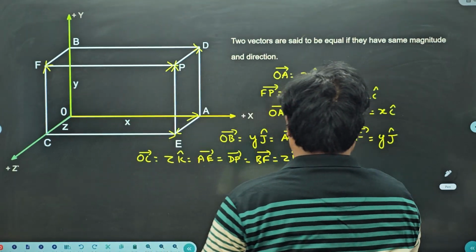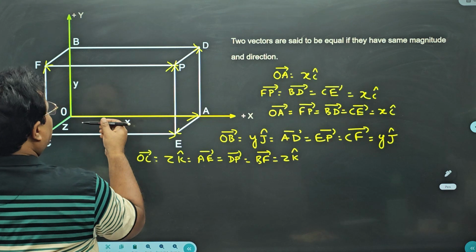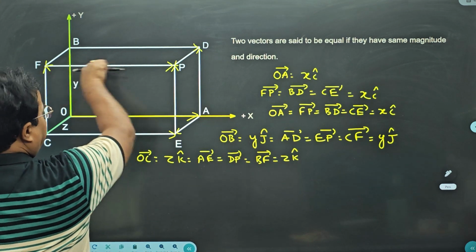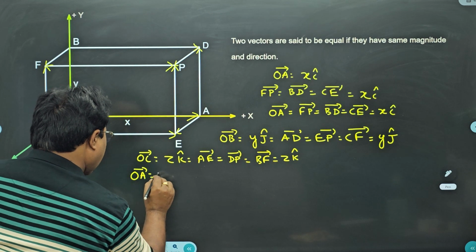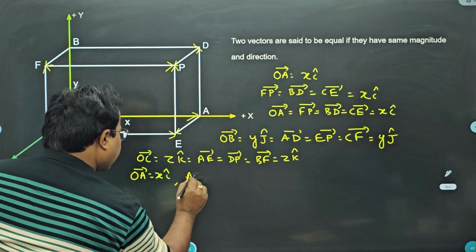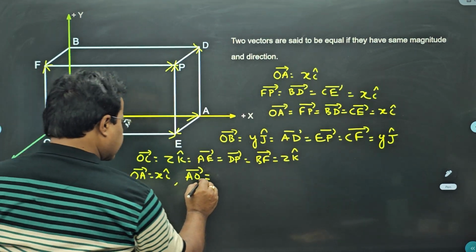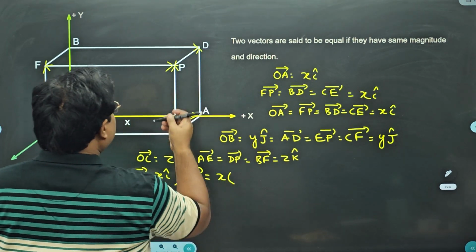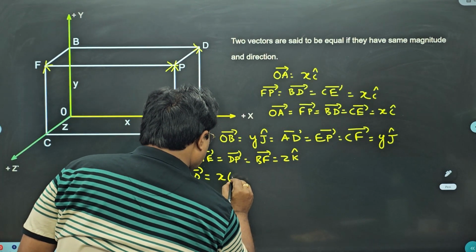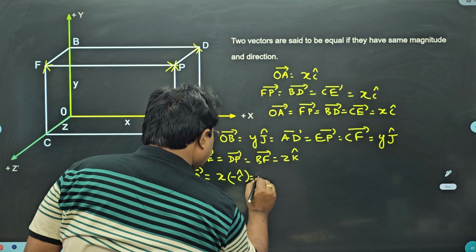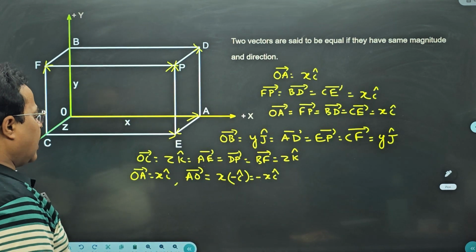If you reverse the direction, this is the OA vector. Let us reverse the direction. You tell me, if OA vector is equal to xi cap, what is AO vector? What is the difference between OA vector and AO vector? They have same magnitude x, but AO is directed along negative direction of x-axis. What is the unit vector along negative direction of x-axis? Minus I cap. Therefore, we can write it minus xi cap.